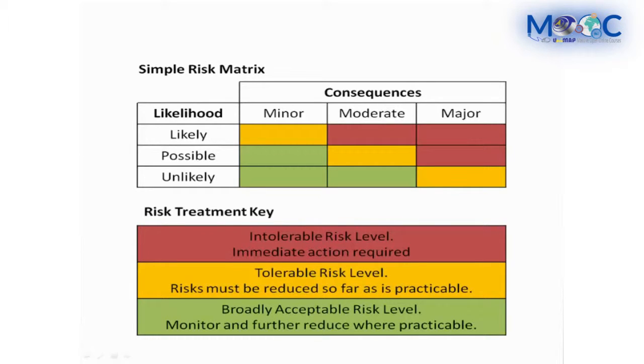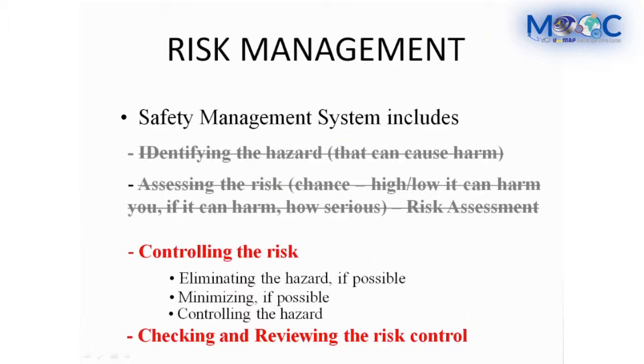There are two main steps in risk control. The first one is to control the risk either by eliminating, minimizing, or controlling the hazard. The second step is to check and review whether the risk control applied earlier is effective or not.